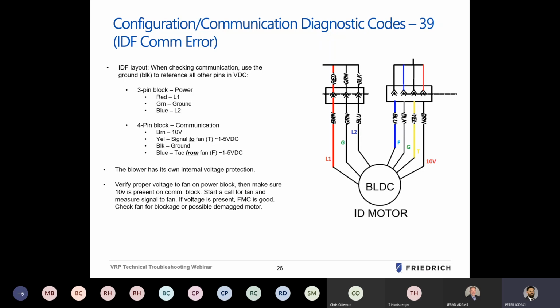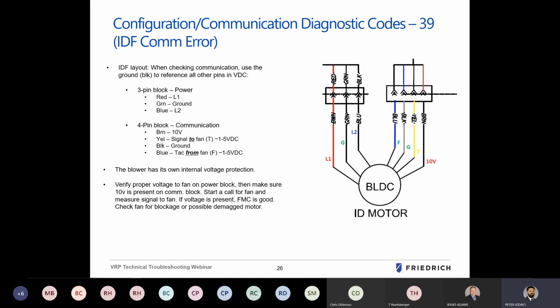Now, the next thing you want to do is take your red probe and put it inside the yellow port. And what you should see is something like 1 to 5 volts DC coming from that port. If you see 0 or if you see 10, you could assume that the FMC board is not producing the proper signal. If you do happen to see this situation, you want to turn the unit off, wait until it shuts down. Then you want to power the unit back on, and you want to leave your red probe inside the yellow port.